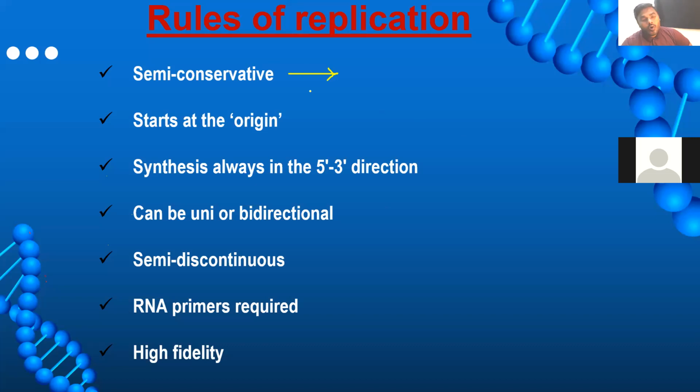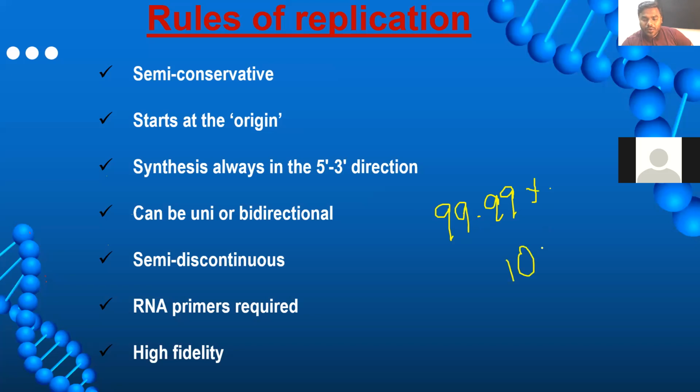Now listen, what are the various rules? Semi-conservative, starts at the origin. I will explain rule by rule very elaborately. Synthesis always in the 5' to 3' direction. It can be unidirectional or bidirectional. Semi-discontinuous, RNA primers are required, then followed by high fidelity. Fidelity means, what did I say to you? Accuracy.